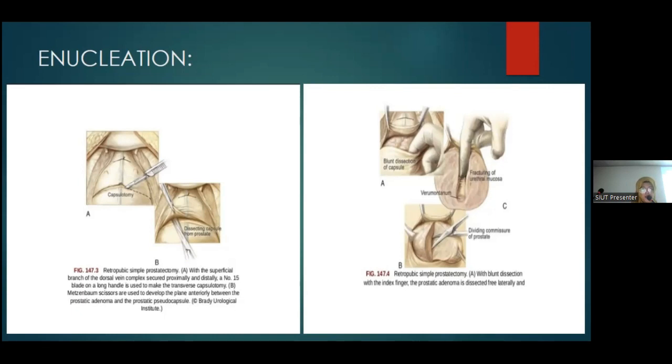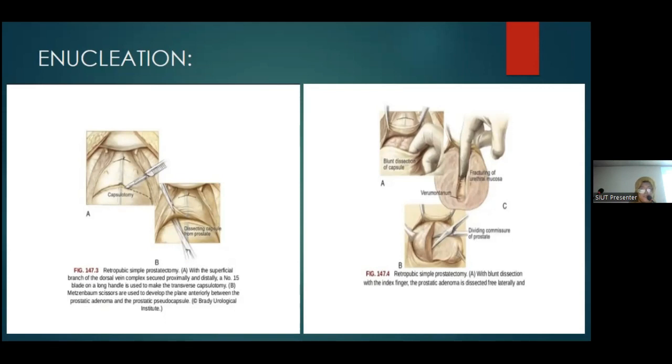After that, with the help of sharp dissection, the anterior commissure between the bladder neck and apex of the prostate is freed. This is done to separate the lateral lobes, and then the finger is inserted into the posterior prostatic fossa, in the prostatic urethra.